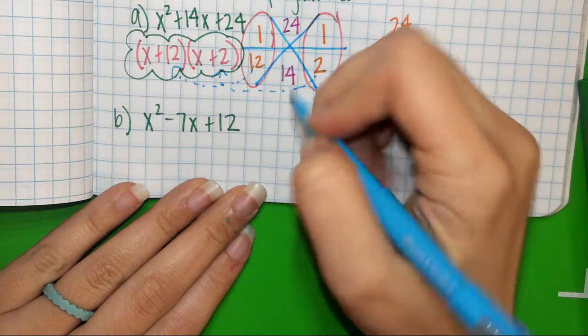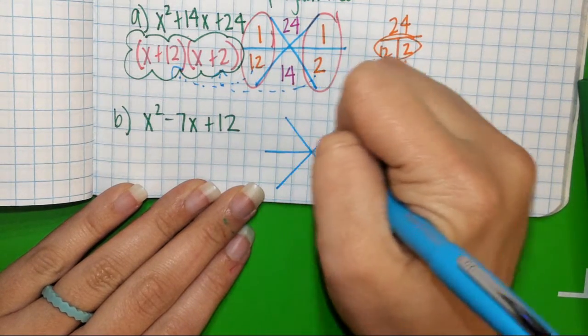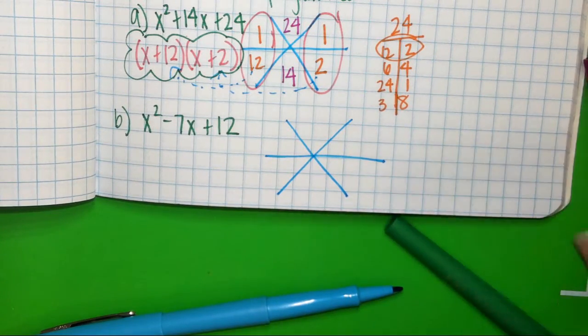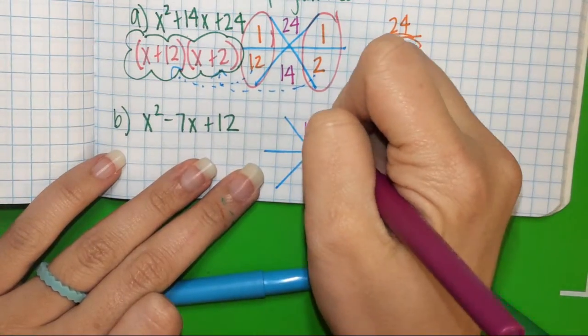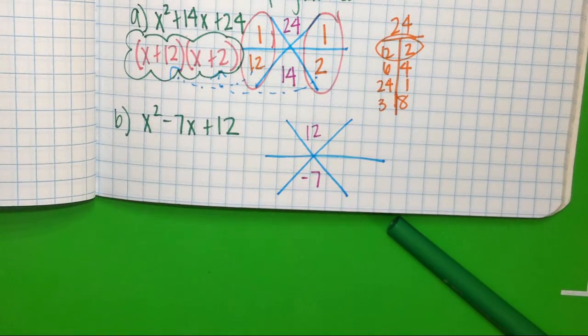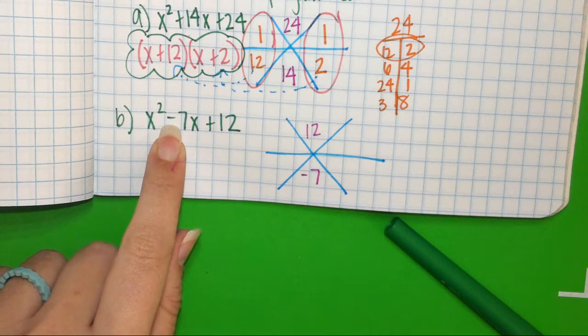Alright, so what's our first step? What do we need to do? Do our star, and then find the C. So what is our C this time? 12. And what's our B? Negative 7. Good. Alright, so now, does this affect anything?